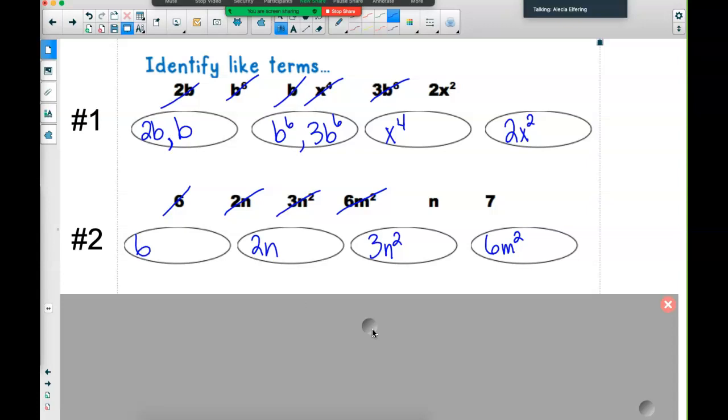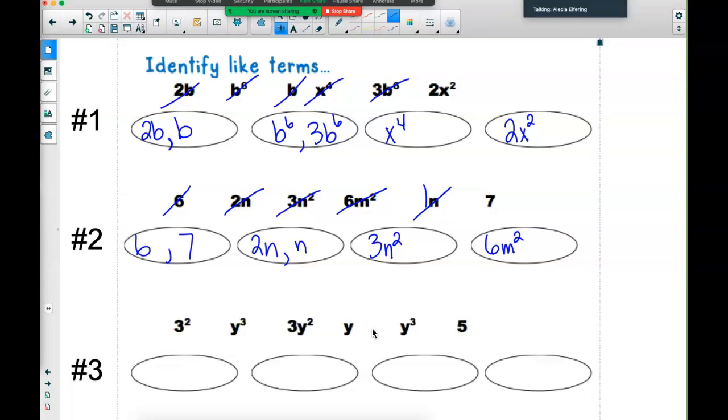Okay, the n. Where does the n go? What number is in front of the n, even though we don't see it? 1. So we could put a 1 there if that helps you. Where does that go, Lizzie? With the 2. With the 2n. And then the 7. Where should the 7 go? Caitlin? With the 6, because neither one of those have a letter. Okay? So I'm going to ask everybody to try this one on your own. Even those of you at home, you don't have to type anything in, but just try it. Put it in your notes.